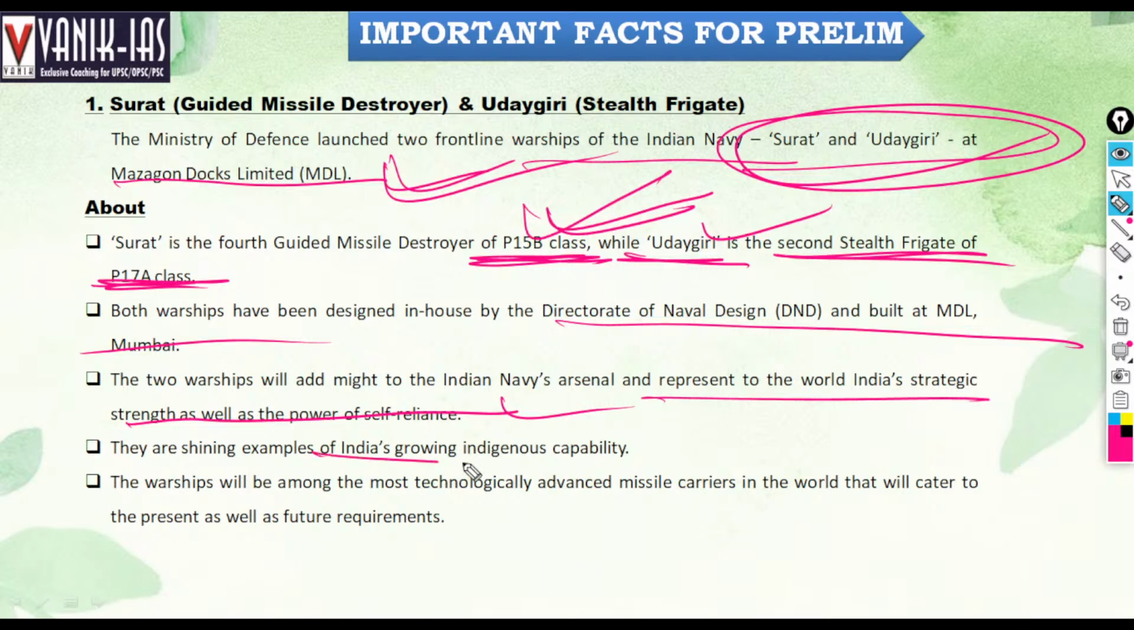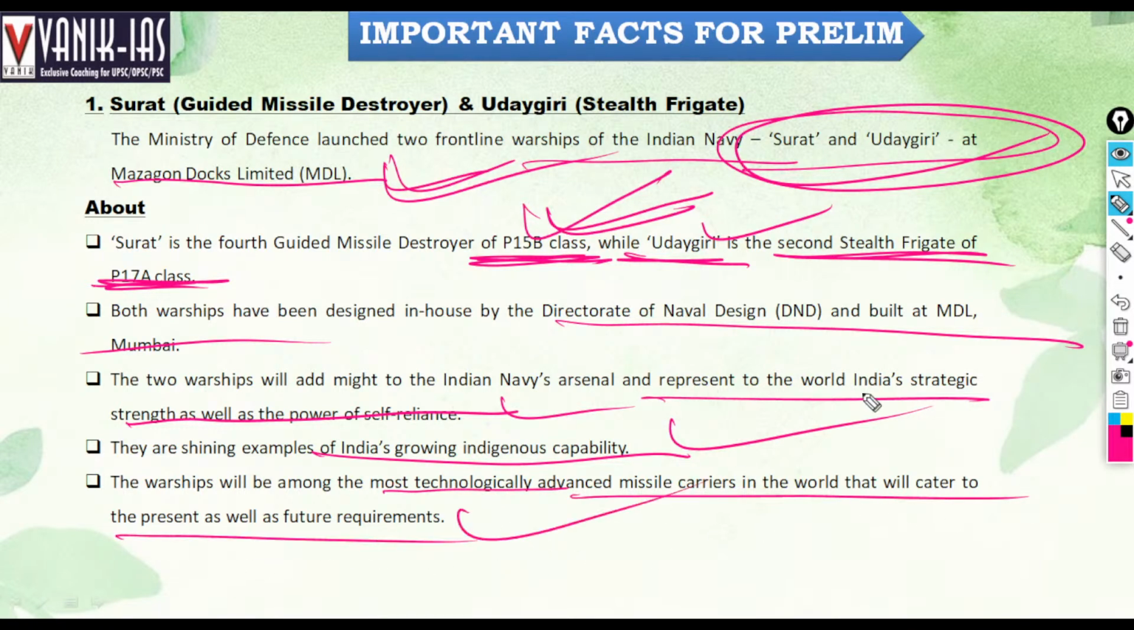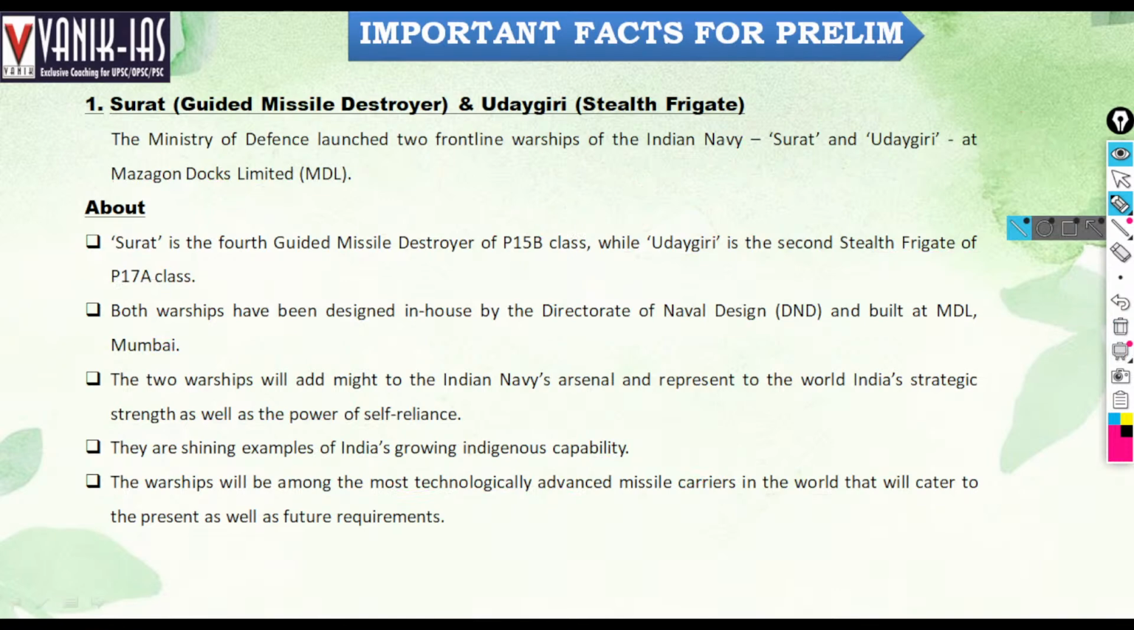They are shining examples of India's indigenous capability. Indigenous means things that are made by India, under Atmanirbhar Bharat. It will help in building Atmanirbhar Bharat. The warships will be among the most technologically advanced missile carriers in the world, and will cater to the present as well as future generations. Advanced missile carriers, that is Udayagiri and Surat.